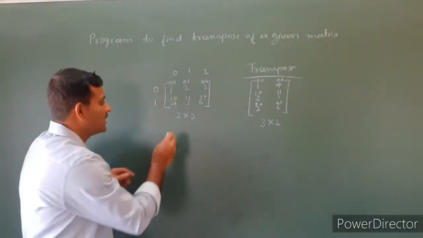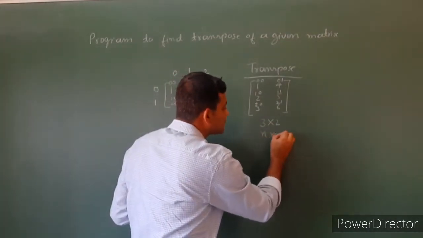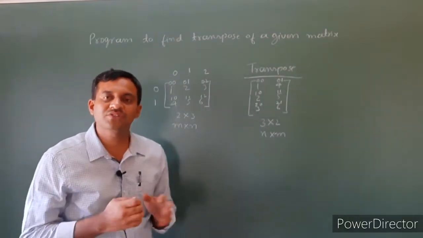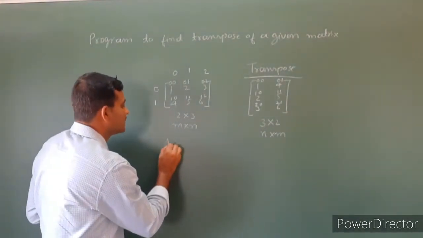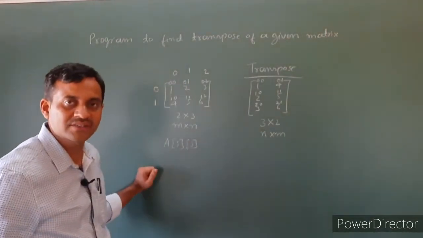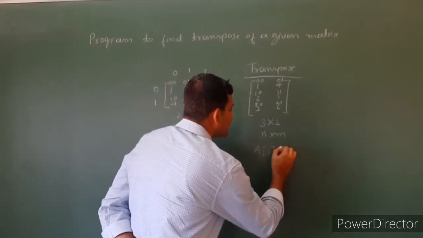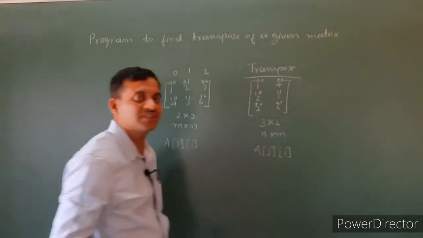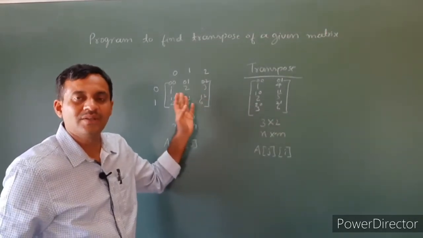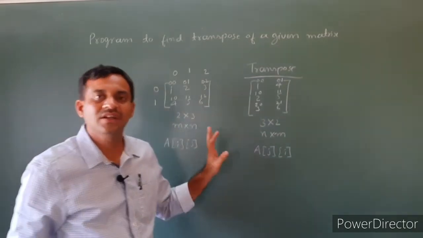At the same time, the original is of order m cross n. After transpose, it becomes n cross m. So it is easy to find the transpose of a matrix. If an element in the original matrix is A of i j, then in the transpose it becomes A of j i, because in a transpose the order of the matrix changes, and the positions of the matrix elements also change.